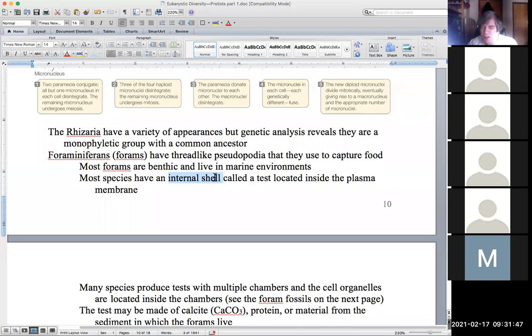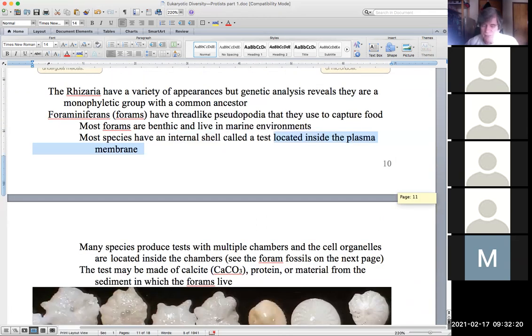Almost all species do something unusual. They make an internal shell, and this internal shell is called a test. Now, what's unusual about it is if you look at most animals that have a shell, the shell is outside of the cells. Now, foraminiferans are single-celled, but their shell, their test, is actually located inside the plasma membrane. So it's in the cytoplasm.